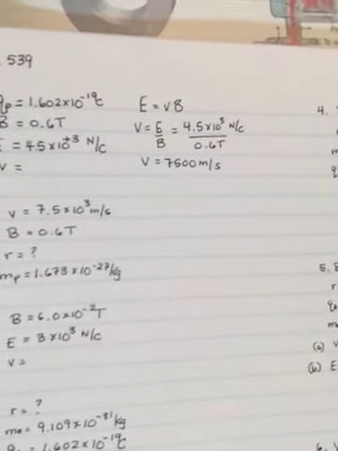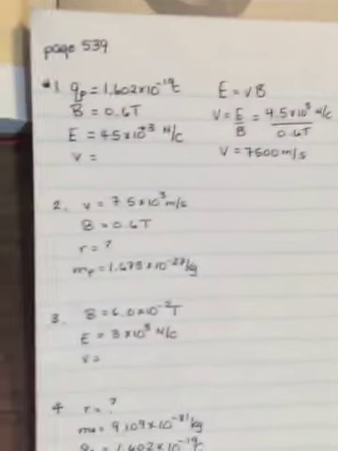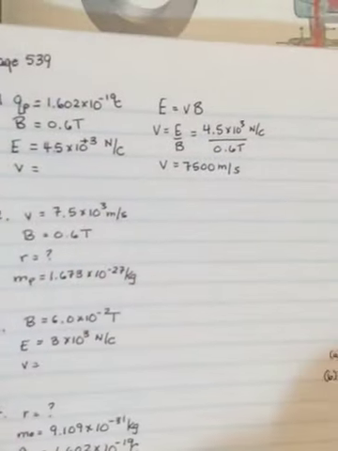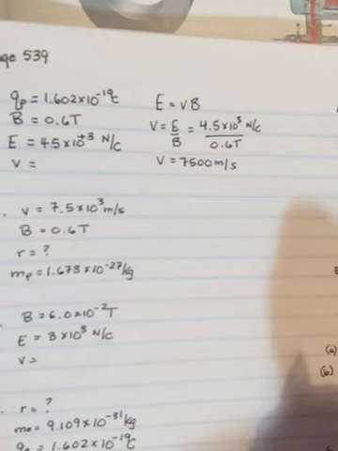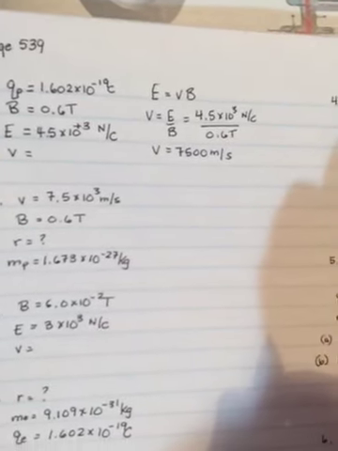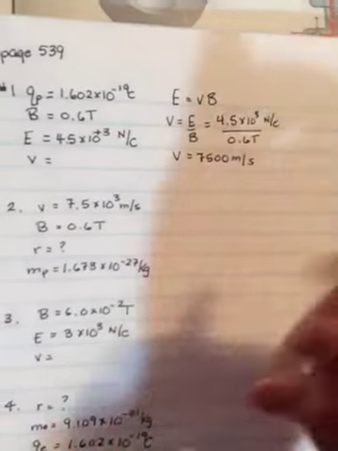Alright, the second one, it's a proton again, moving at a speed of 7.5 times 10 to the third. Seems like I just found that. Should have read the next question, I wouldn't have done the work. As it passes through a 0.6 Tesla magnetic field, find the radius of the circular path.